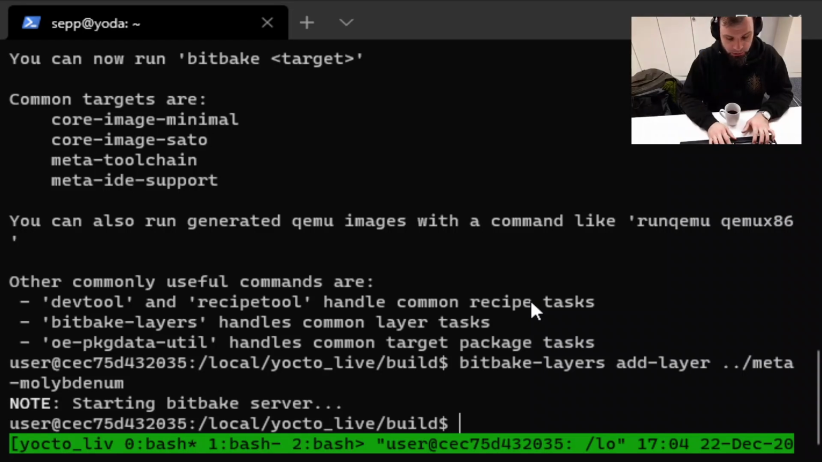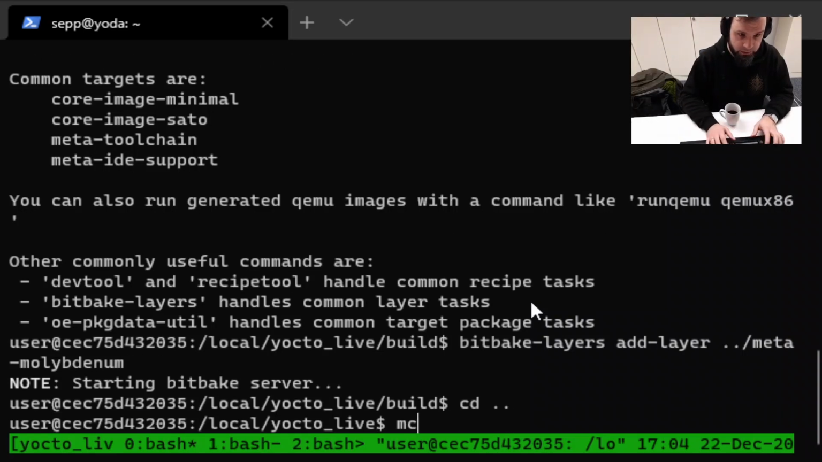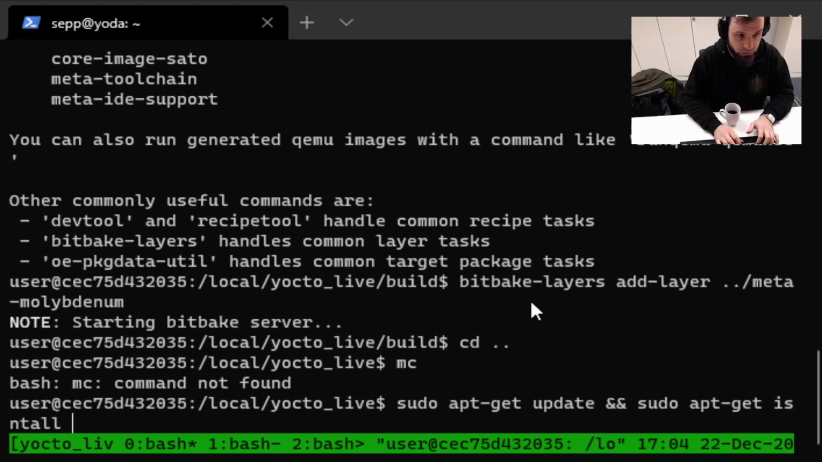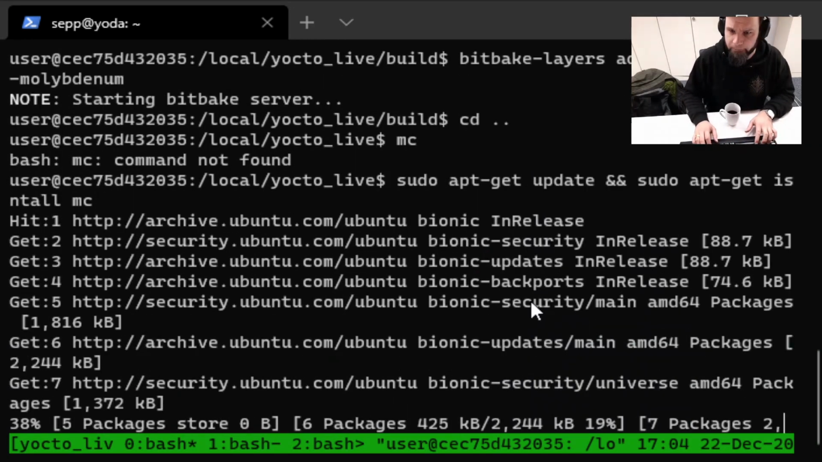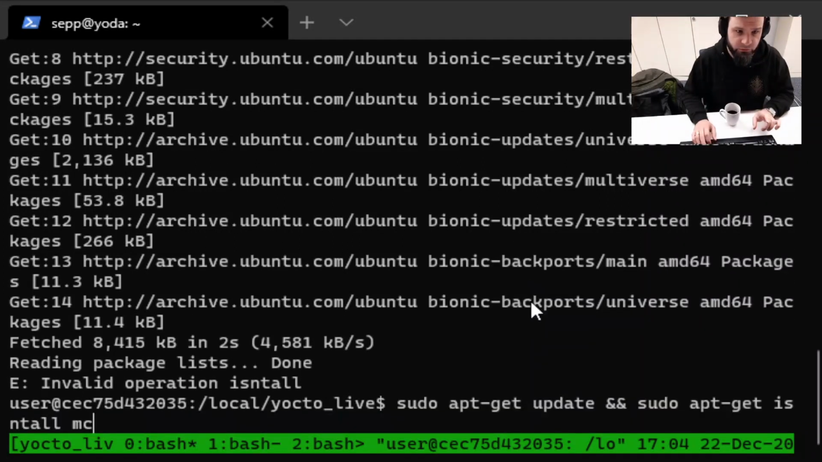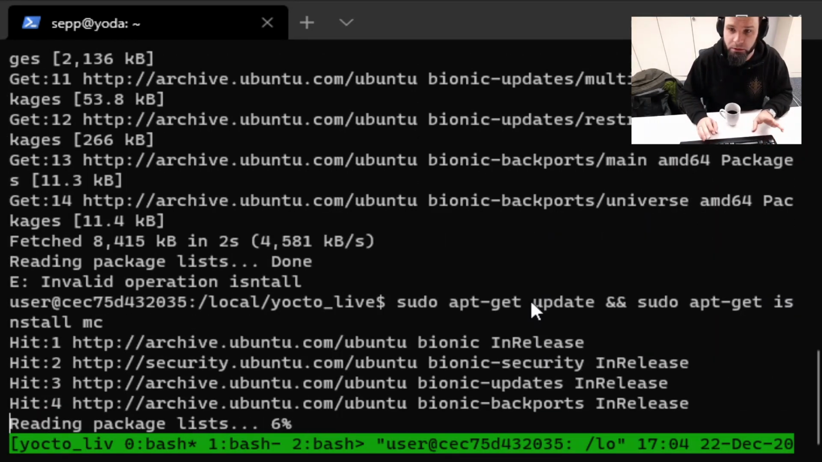Okay. So now that we have set this up, we need mc, and of course it's not there. Set up, apt-get update, and install mc. I think it's not that bad. I broke the first thing after 4 minutes. That's okay.